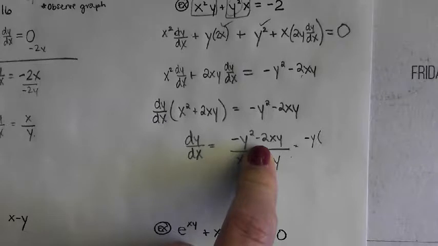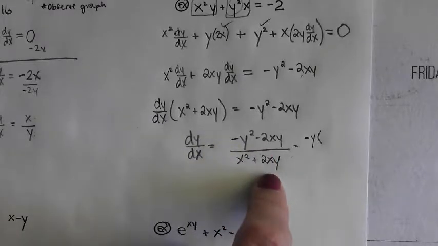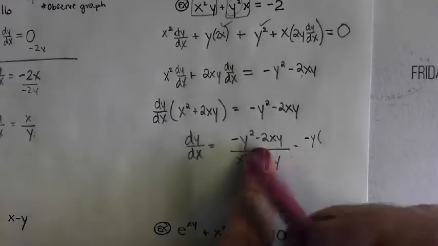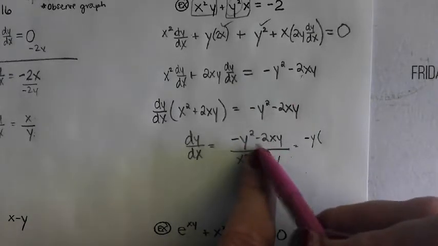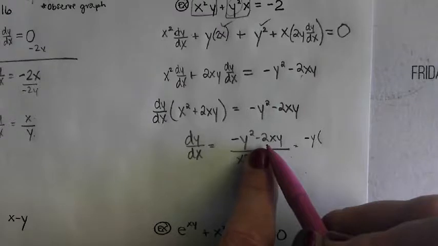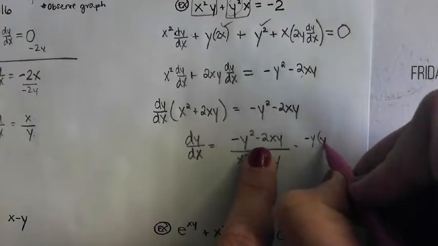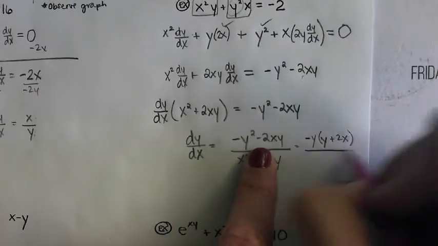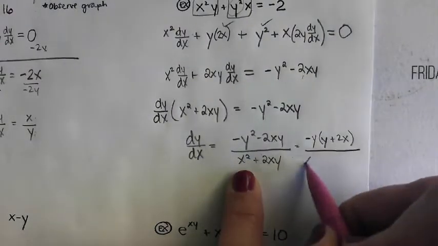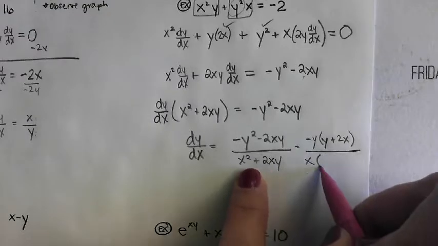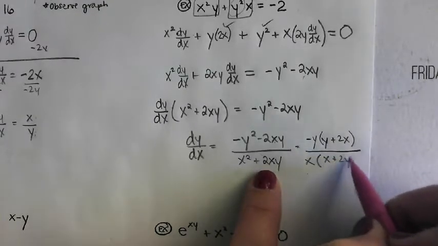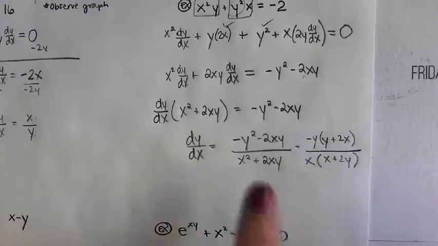So negative y minus 1. Yeah, minus 1. Where are you pulling a 2xy from if only one term has it? Oh, never mind. If anything, you'd factor out a negative y, and you'd have y plus 2x. And on the bottom, you could take out an x, and you'd have x plus 2y. There's not really anything to do.